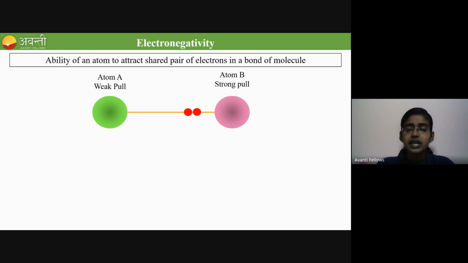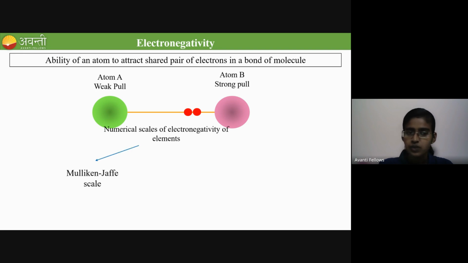There are some numerical scales of electronegativity of elements from which we can get the electronegativity value for all the elements in the periodic table. Among those, we have two scales. One is the Mulliken-Jaffe scale, from which we can find the electronegativity value, denoted by the letter psi, using this formula: the sum of the ionization energy and electron gain enthalpy divided by 2 will give you the electronegativity value from the Mulliken-Jaffe scale.